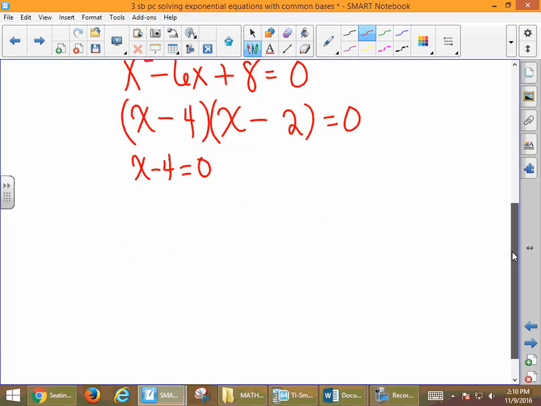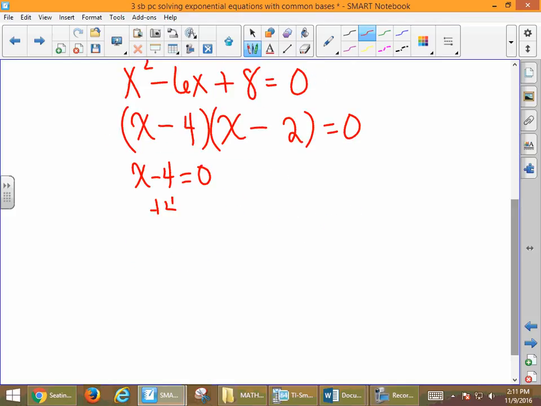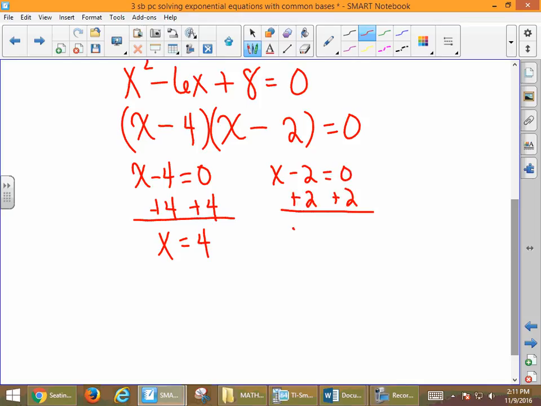x minus 4 equals 0. Add the 4 to both sides, so we get x equals 4. x minus 2 equals 0. Add 2 to both sides, and x equals 2.